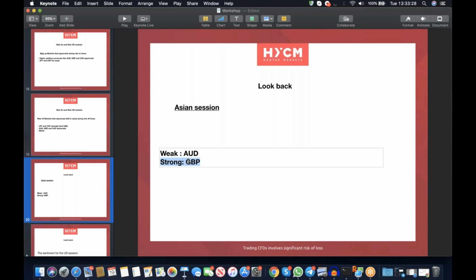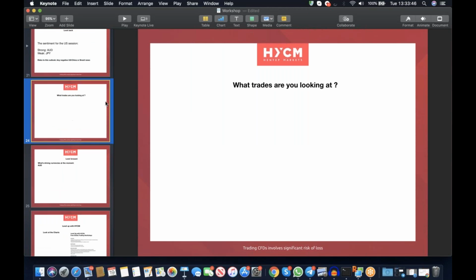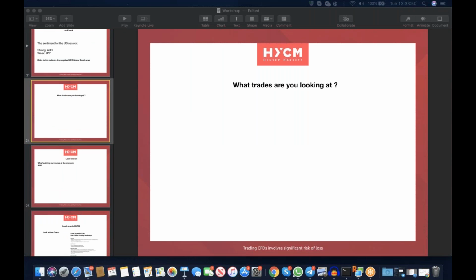I was expecting a strong pound on the election polls. So I'm still expecting strength in the pound, obviously running into the event risk tonight at 8 o'clock GMT time and 9 o'clock GMT time. So that's roughly what I'm looking at. That's my focus for the coming few days.